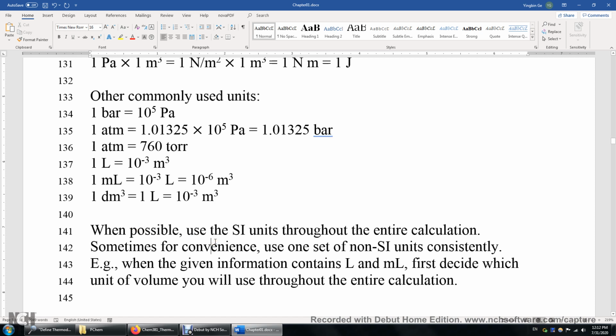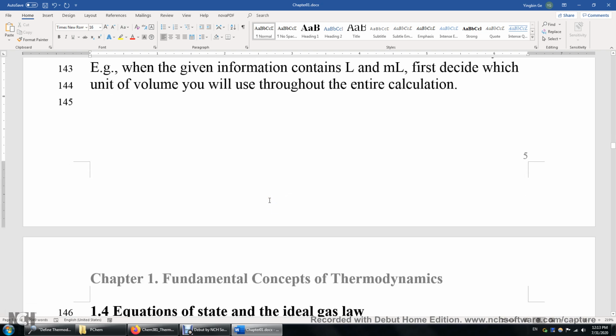In this course, I encourage you to use the SI units whenever it's convenient. But sometimes, if you choose to use non-SI units, fine. Just use them consistently. If you use liter as the unit for the volume of A, then use liter for the volume of B, C, and D, or other systems. Do not mix different units together. It's going to cause headaches and of course errors.